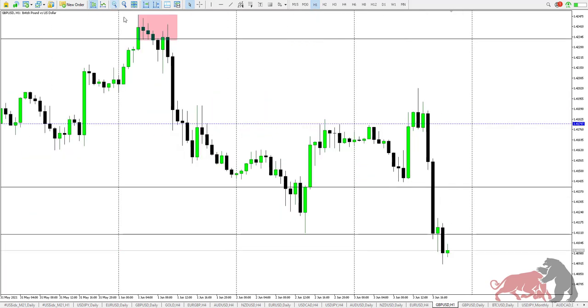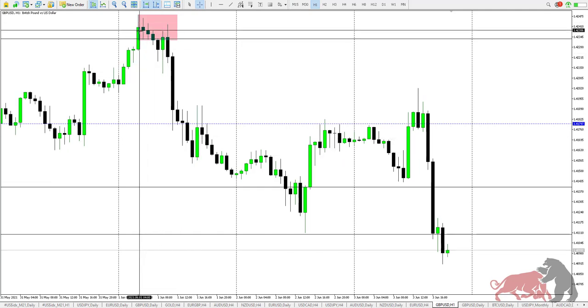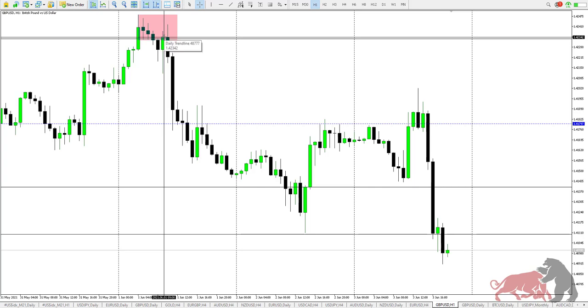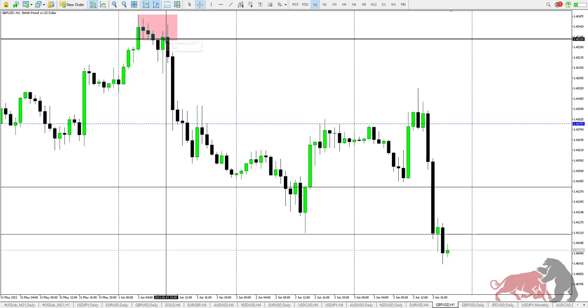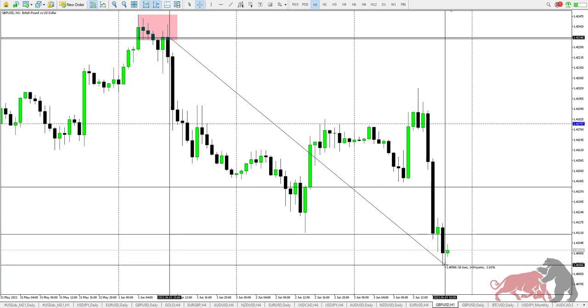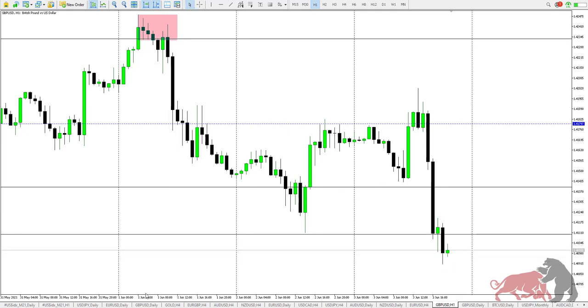Right, let me just zoom in. So we got Thursday, we got Wednesday, we got Tuesday. Can you see the price action here? Tuesday London Open, price was right here. Now this is where I told the guys to sell pound USD, and as of now you can see this trade has given us so far 143 pips.